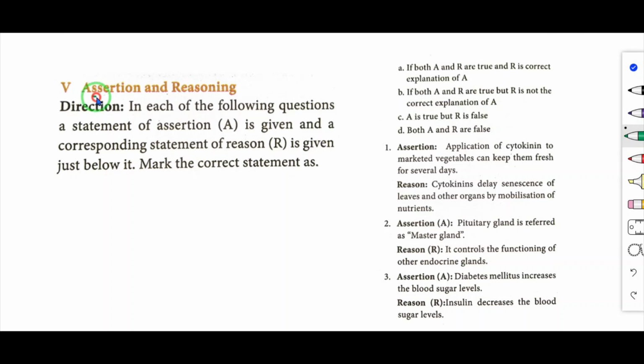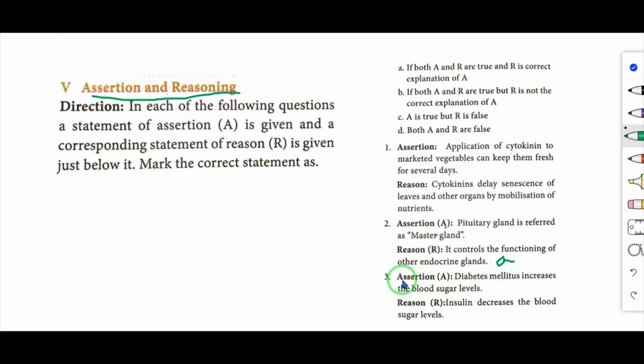Roman number 5. Assertion and reasoning. Direction. In each of the following questions, a statement of assertion A is given and a corresponding statement of reason R is given just below it. Mark the correct statement. Question number 2. Assertion. Pituitary gland is referred as master gland. Reason. It controls the functioning of other endocrine glands. Both the statements are correct. So, answer is A.